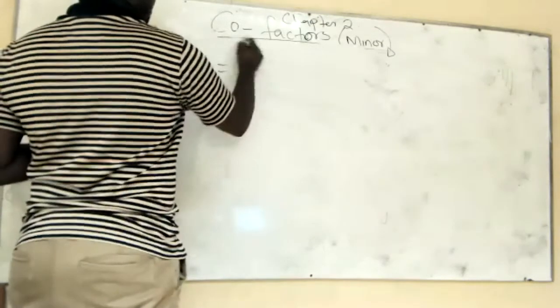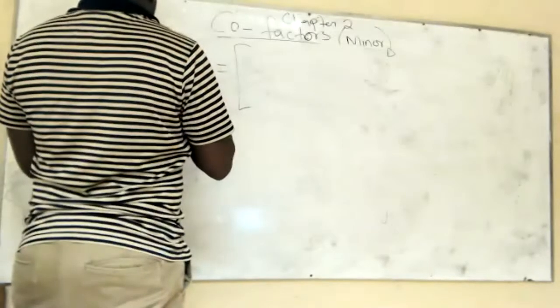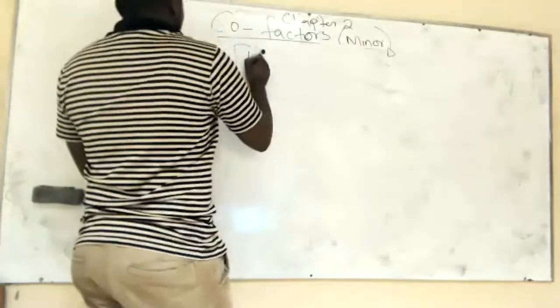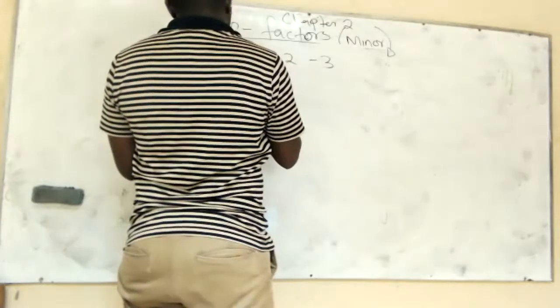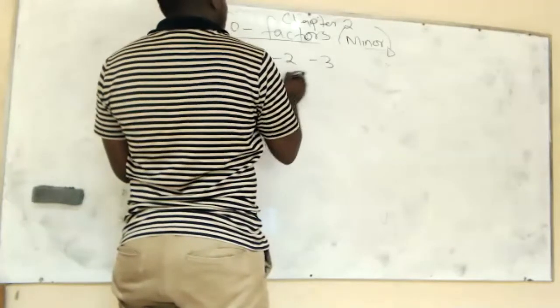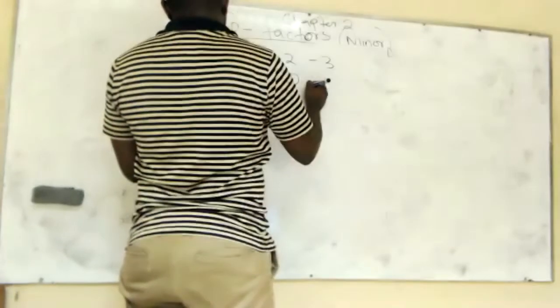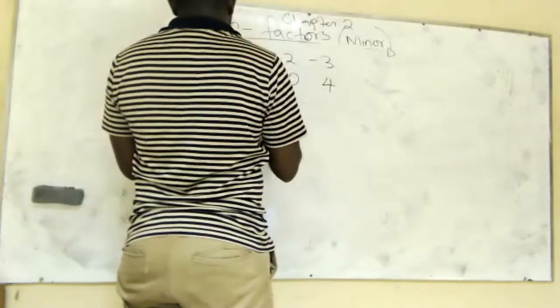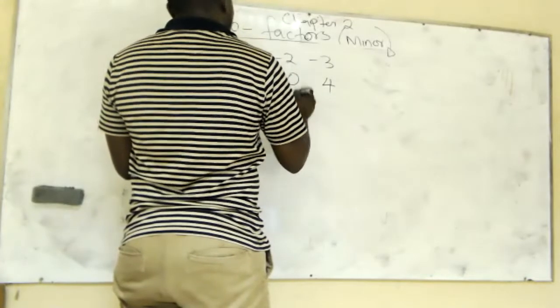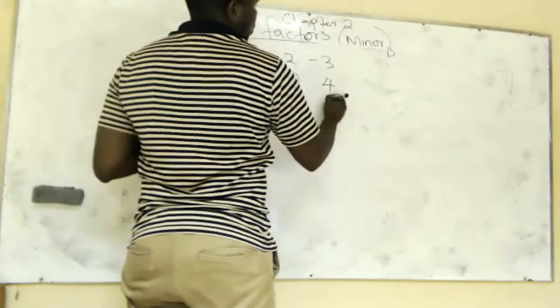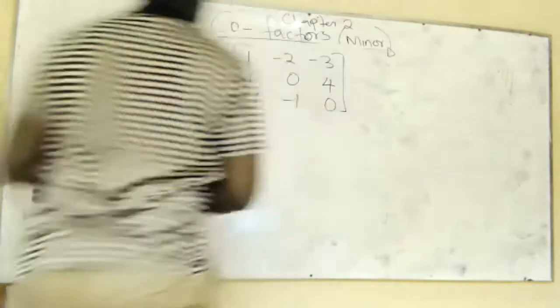So A is equal to 1, -2, -3, 1, 0, 4, and then 7, -1, 0.